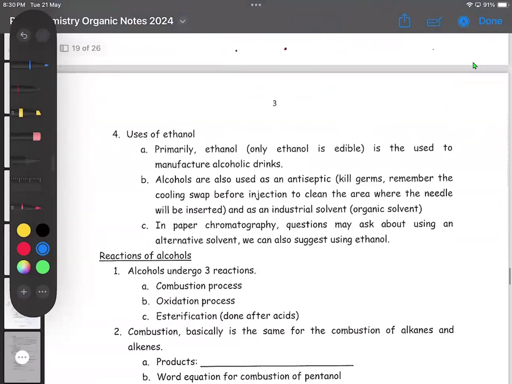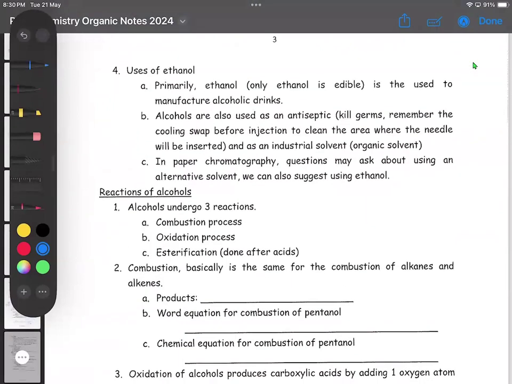All right, let's look at uses. Uses are not important. Just know that all this happens, but you don't have to literally memorize it.